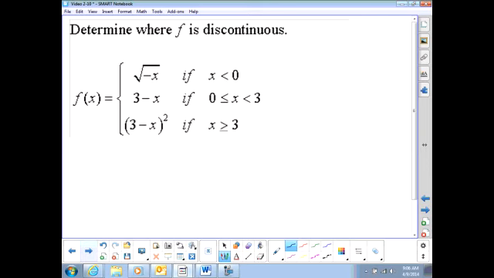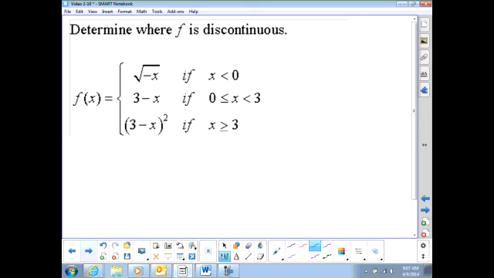Similar to what we did 2 examples ago, we're going to see where the function is discontinuous. Let's look at each of the parts first. We have a square root of a negative x. Normally, square root of x would be continuous where it's defined, which would be on the positives and 0. But because we have a minus in there, it's defined on the negatives and 0. And because x is less than 0, it'll be defined in that whole section. 3 minus x is a line, continuous on all real numbers, so we're good there. And we have a quadratic in the bottom one that is also continuous on all real numbers. So each part individually is a continuous function.